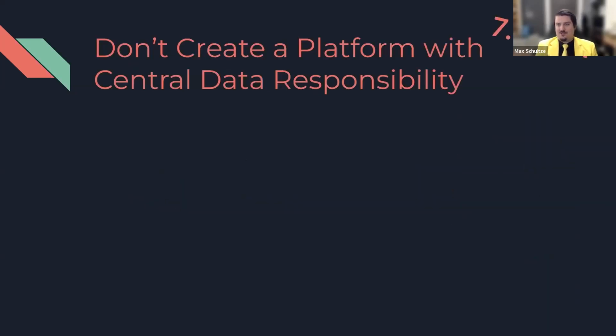Number 6, sorry, that was number 6. This is number 7. Don't create a platform with central data responsibility. Interestingly enough, this is actually the world where most of us are coming from, right? Coming from the perspective where the central platform teams are also responsible for the content of all the data that they store, for all the processes and all the pipelines around the data. And they are the massive bottleneck in the company, supposed to help out every single individual that has any need in terms of data, right?